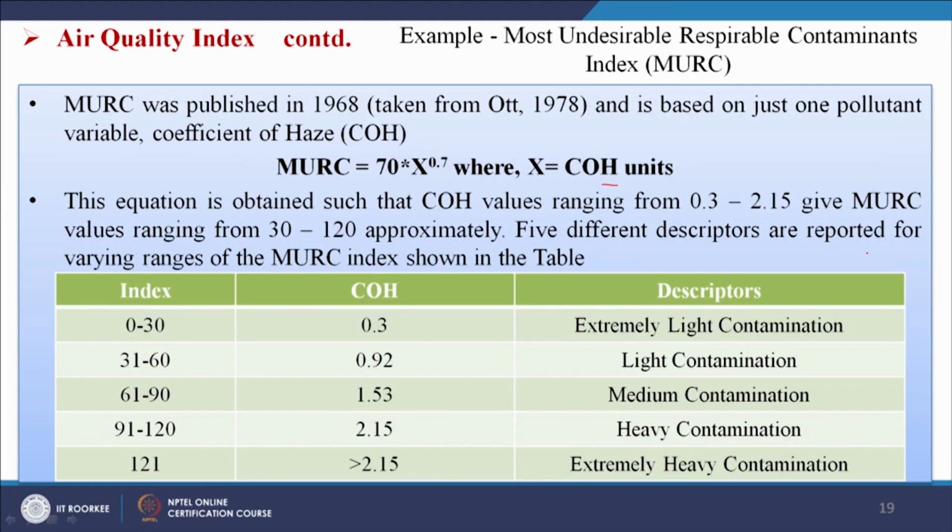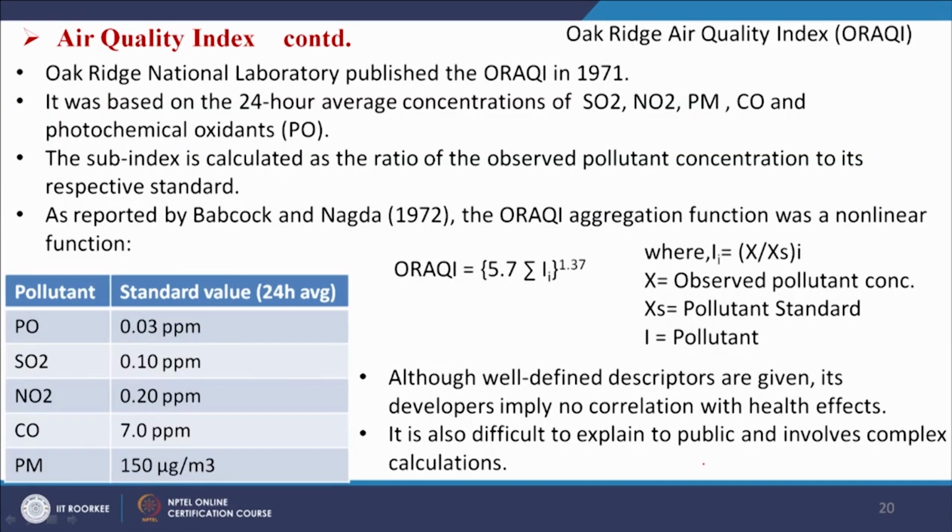5 different descriptions are reported for varying ranges of the MURC index shown in the table, that is 0 to 30, 31 to 60, 61 to 90, 91 to 120 and above 120. COH values are given for different indexes, and the descriptions are also given: extremely light contamination when it is 0 to 30, 31 to 60 light contamination, 61 to 90 medium contamination, 91 to 120 heavy contamination, above 120 means extremely heavy contamination. So, these are the classifications of it.